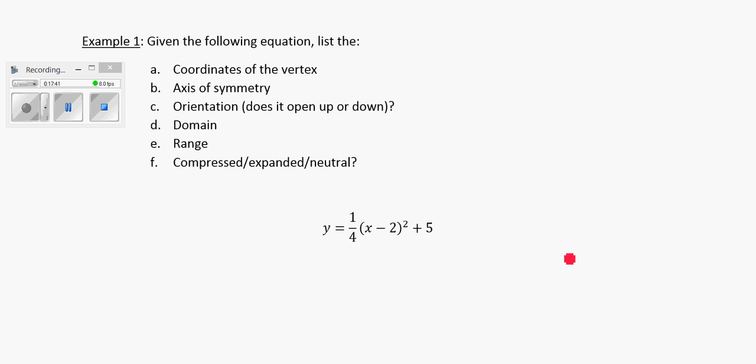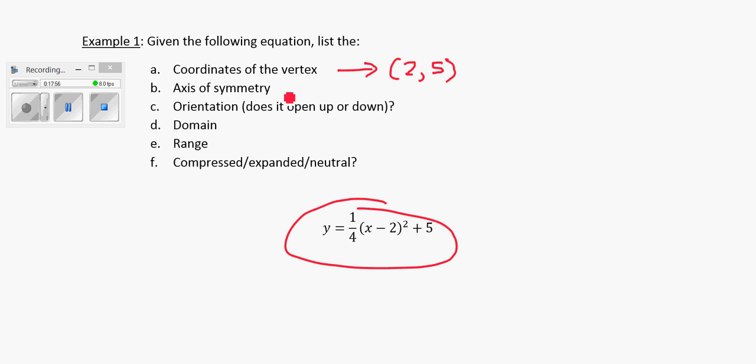Okay, so now we're just into examples. For coordinates of the vertex, let's take a look at this equation right here. The coordinates of the vertex are going to be positive 2, positive 5. The axis of symmetry is going to be x equals 2, and it is going to open up because our value for a is positive. Our domain is all real numbers.